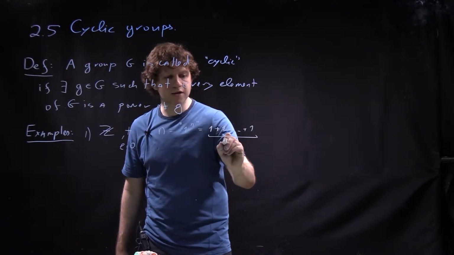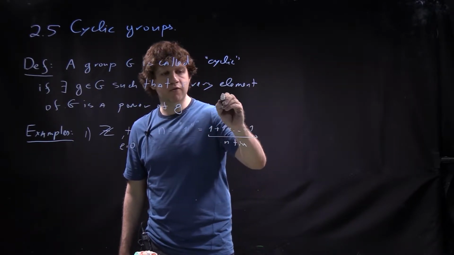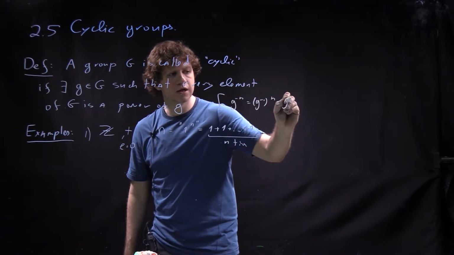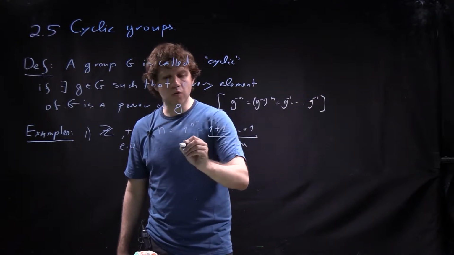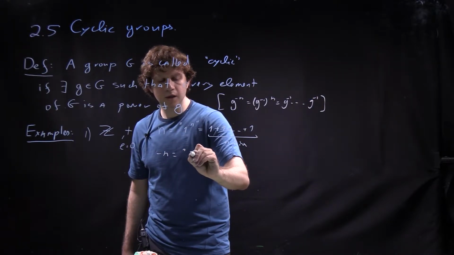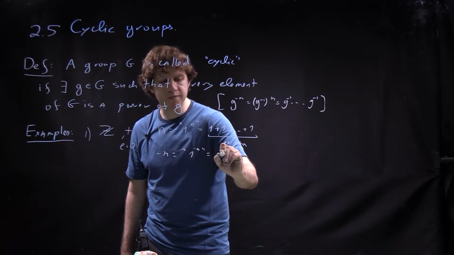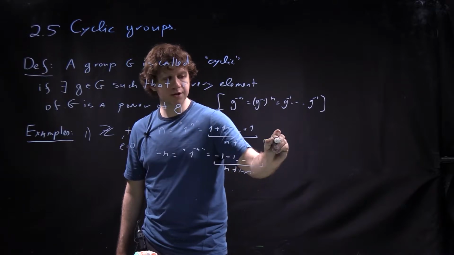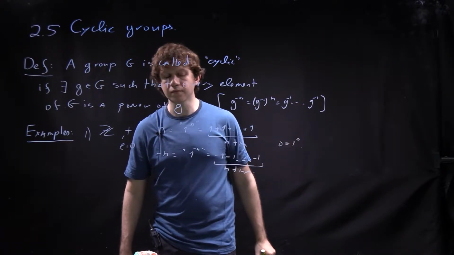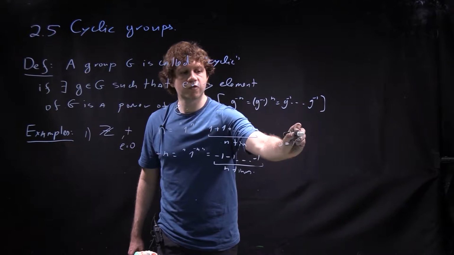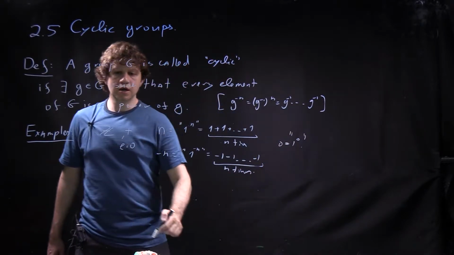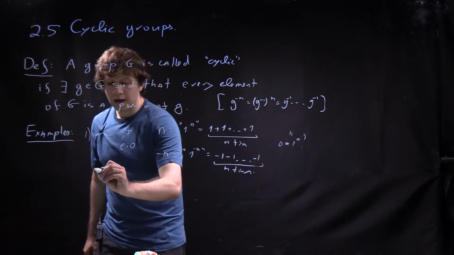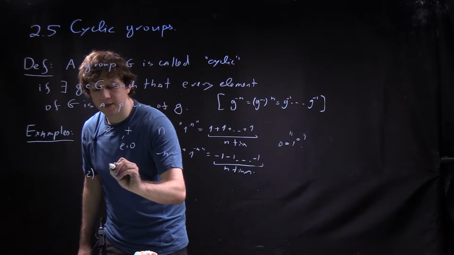So power means also negative power, and negative power in any group is defined as to take the inverse and take n power, which means inverse times n times. And so, of course, minus n will be 1 power minus n, which means minus 1 minus 1 minus 1 n times. And 0 is 1 power 0. So, of course, this is kind of misleading notation. So this is an example of a group which has this property. It's called cyclic.